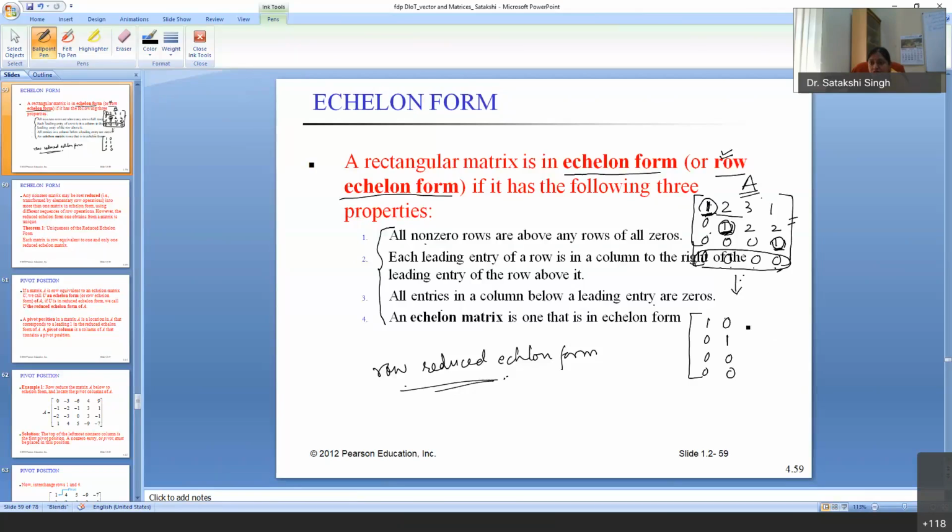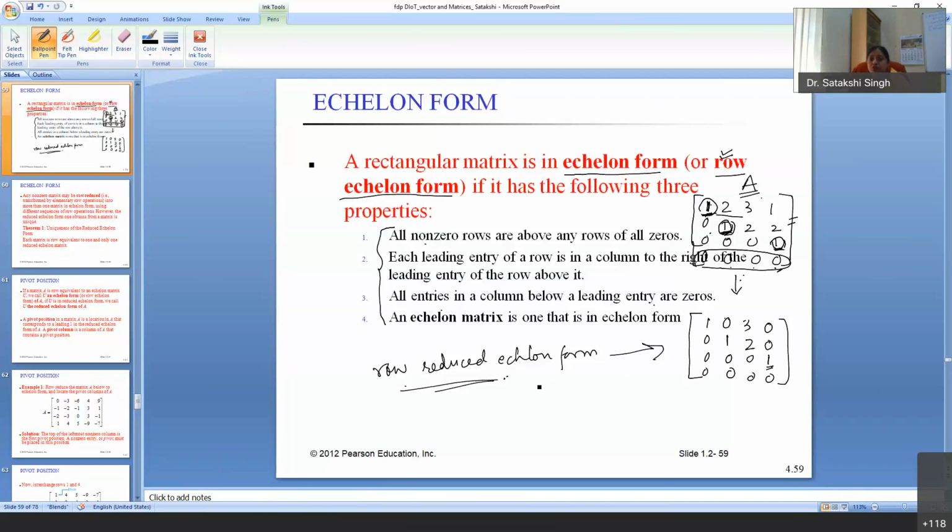So that third element is not the leading entry, so we will not take care of this. It can be anything. Then we go to the third row, the leading entry is this one. So above and below this third leading entry, all the entries should be zero. Then this is called the reduced row echelon form.